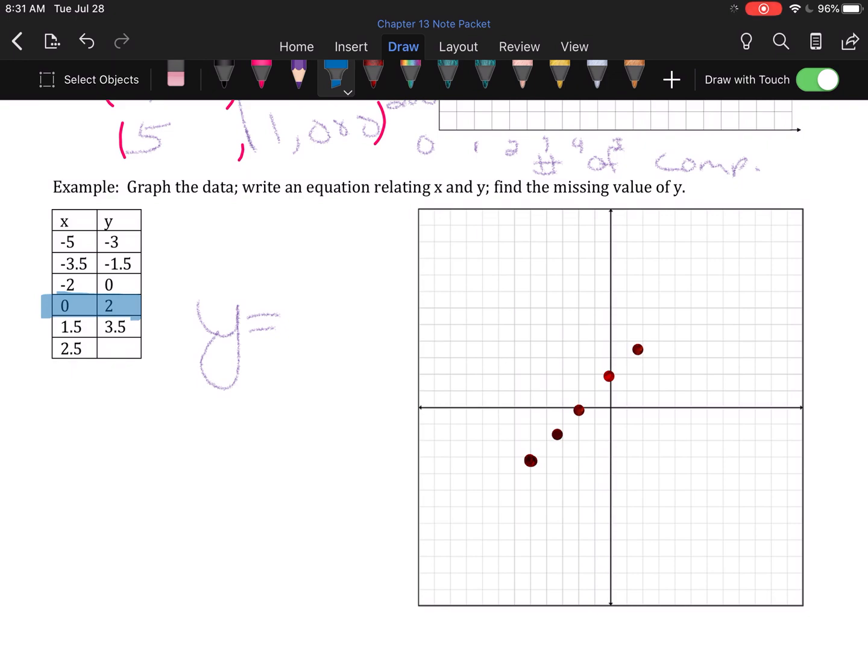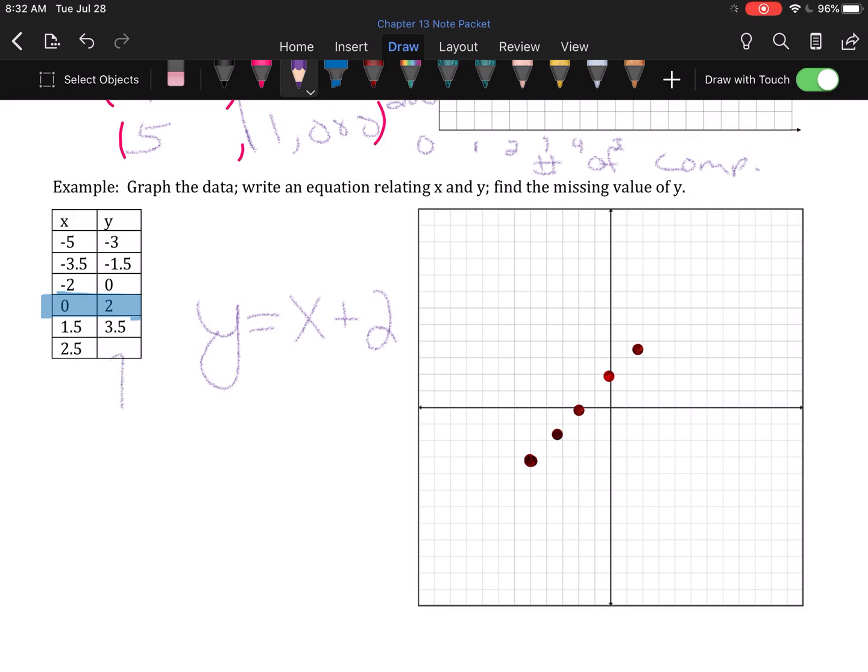So the question is, how does 0 become 2? And there's only one way 0 can become 2. It's by the addition of 2. The question is, does that work everywhere? Is -5 plus 2 -3? Yes. Is -3.5 plus 2 -1.5? Yes. -2 plus 2 is 0, and 1.5 plus 2 is 3.5. So the rule here is that we're adding 2. That is our equation.